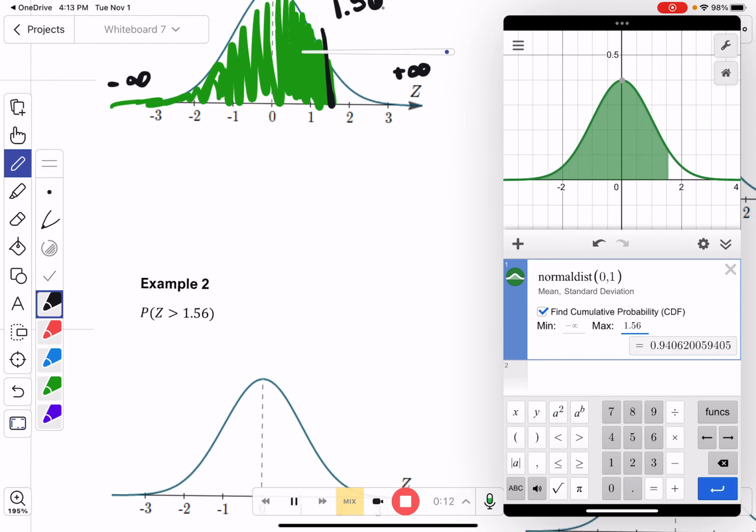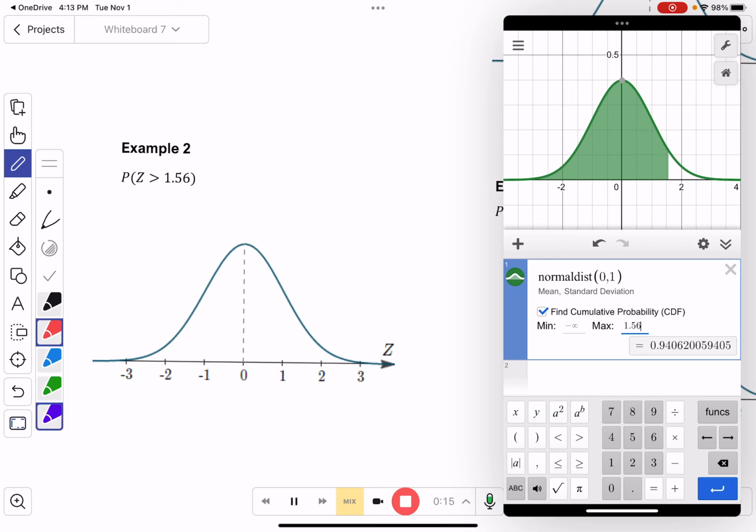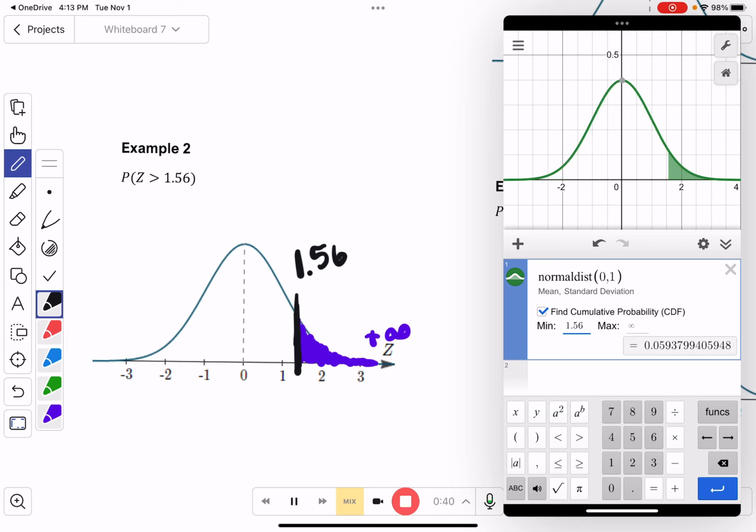So let's look at example 2. This one says I want to be greater than 1.56. I'm in the same z-score spot, except I'm going greater than, so I'm on this side. Again, notice that the shading goes on forever on this side, to positive infinity, and that is the upper. So for this one, my shading starts, or the lower is at, 1.56. So over here, I'll put in 1.56, and notice that it leaves an infinity there. And this is the actual area, 0.0594.